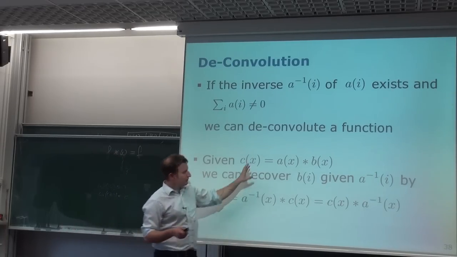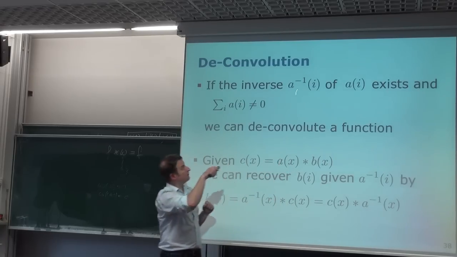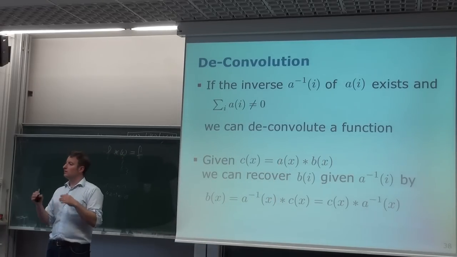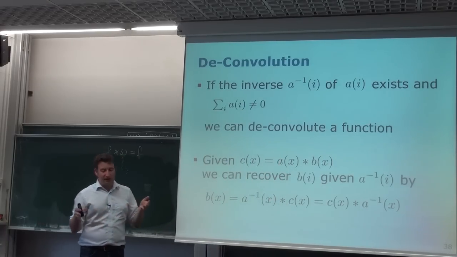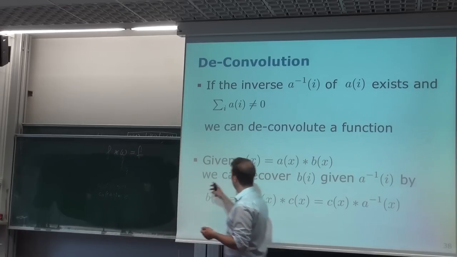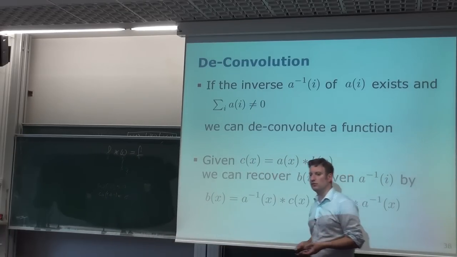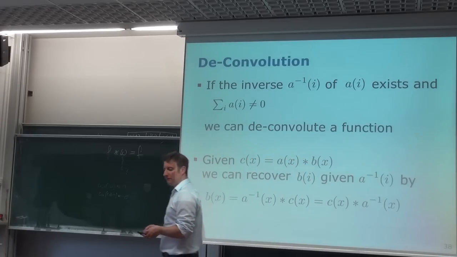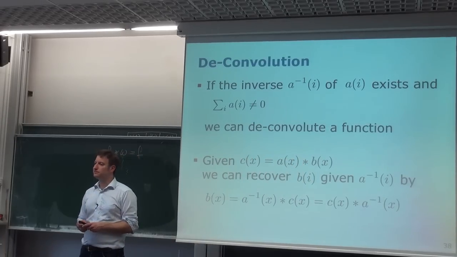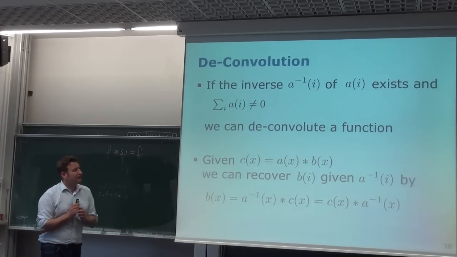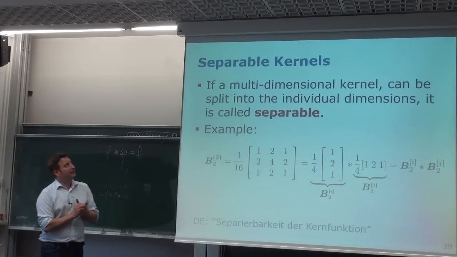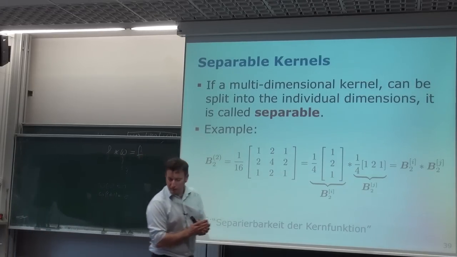So under the assumption that this kernel is invertible, so the inverse of the function actually exists, then I can actually go back and undo a convolution, do a deconvolution, kind of remove the effect of a convolution. The next quite important property is something that's called separability of a kernel.